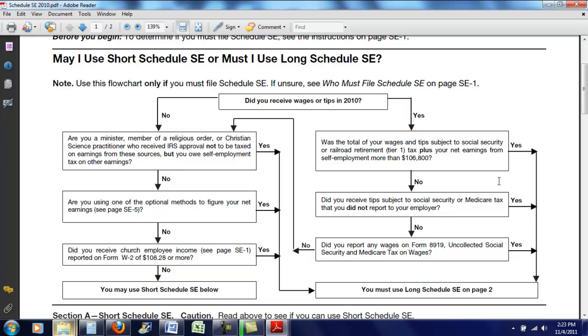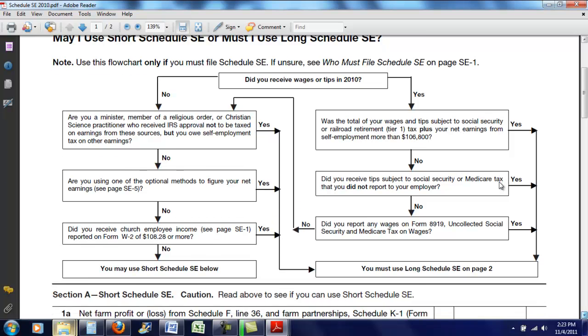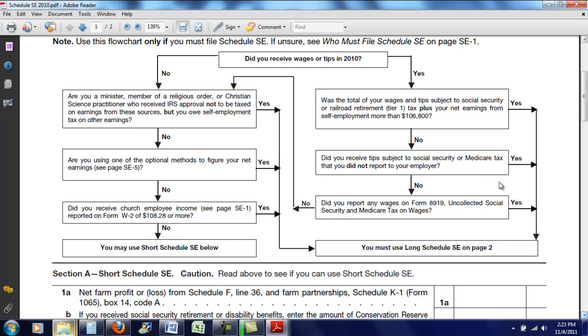Are you a minister, member of a religious order, or Christian Scientist practitioner who received IRS approval not to be taxed on earnings from this source? No. Are you using one of the optional methods for figuring your net earnings? No. Did you receive employee income reported to you on a W-2 of $108.28 or more of church employee income? No. You must use the short Schedule SE. So I'm going to use the short Schedule SE.